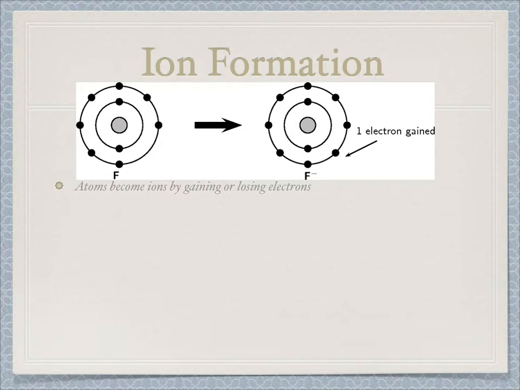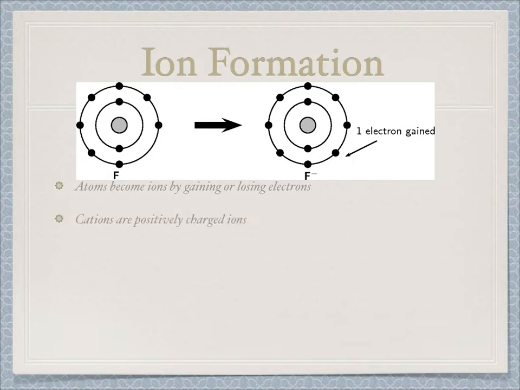Here's an example of fluorine, and you can see on the left that's a regular fluorine atom. On the right we have a fluoride ion. And atoms become ions, as you recall, because they gain or lose electrons. In this example, fluorine has gained an electron, so there's an electron that's been added in here. And so this is now a more stable configuration for fluorine.